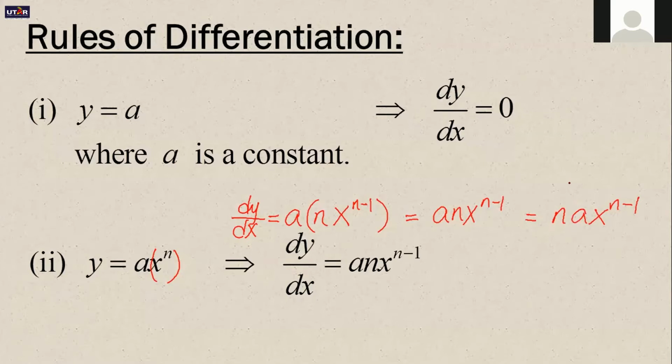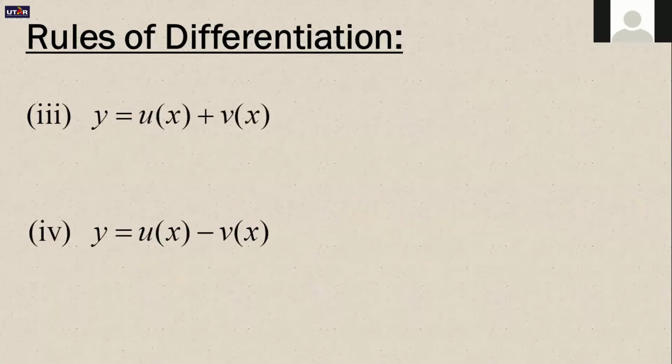Okay. Then the next one: what if we have addition and subtraction between two functions? For example, a function plus another function, or a function minus another function, addition and subtraction of two different functions. So how to find dy over dx now? How to differentiate the function y with respect to the variable x? So these are the rules.